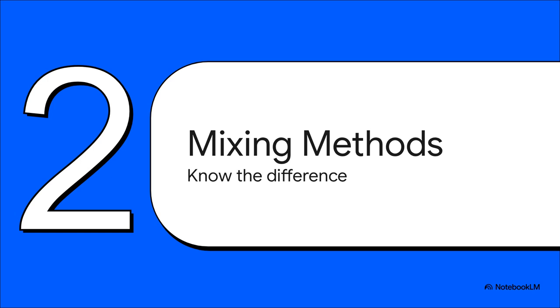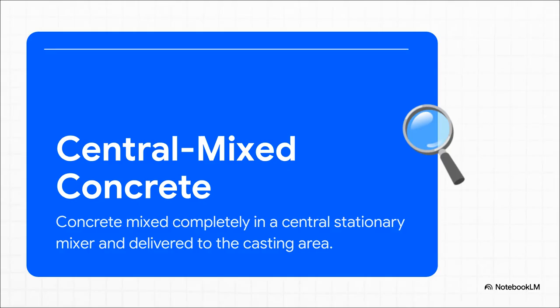Now for the methods. This is a huge part of your certification. They're going to expect you to know the difference between these 3 like the back of your hand. So let's get into it. First up, central mixed. And the name really says it all, doesn't it? Everything is mixed completely at a central plant, in a big stationary mixer. Then it's just delivered to the site, ready to go. Think of this as your most controlled, most consistent method.